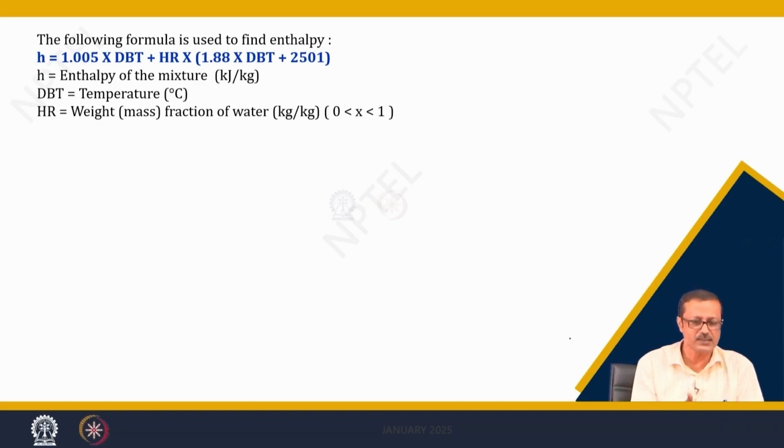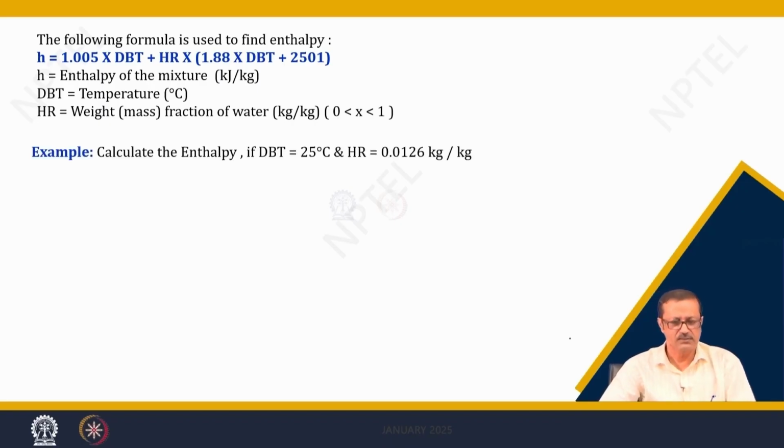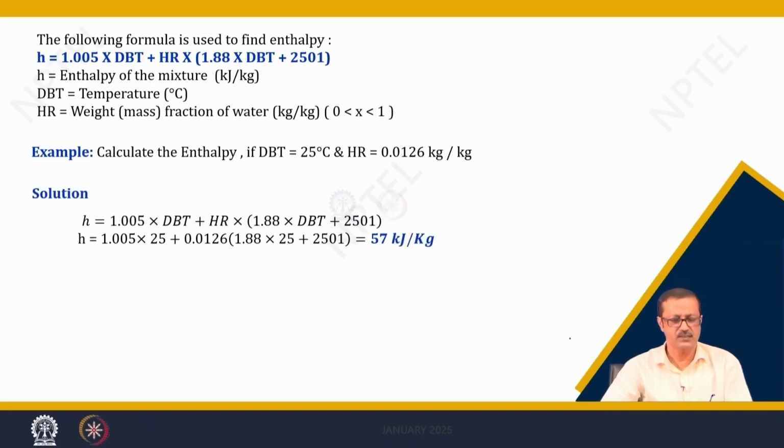If I know the DBT and the HR, the humidity ratio, I can use this equation to find the enthalpy. I have calculated it: if you check with 25 degrees and some humidity ratio, the enthalpy comes out to be 5.57. If you change the DBT, that means you are changing the sensible heat, plus or minus, whatever.